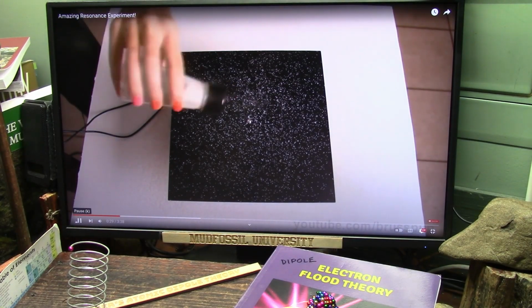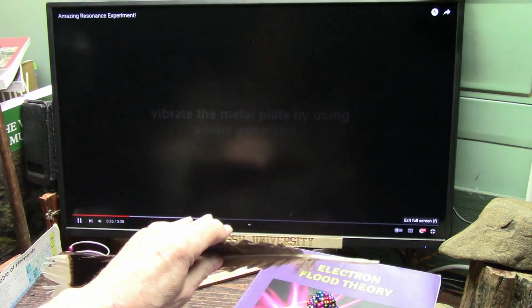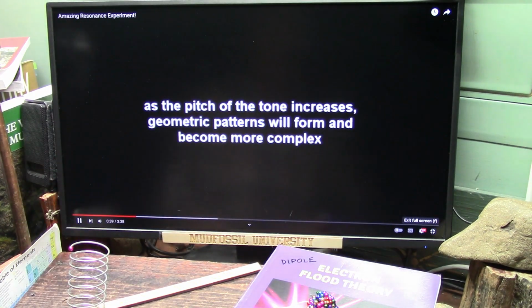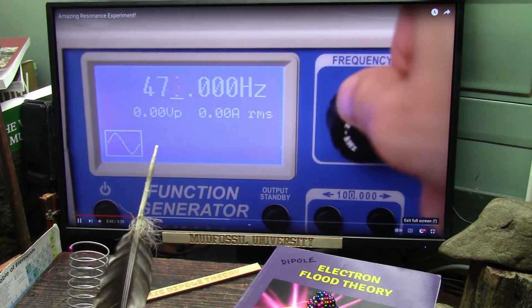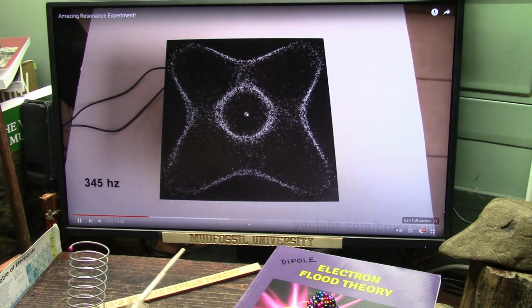Watch. All right, so they put that down. Now, they're going to vibrate the metal plate. That just means positive, negative, positive, negative. The pitch of the tone increases. The Chladni patterns will form more complex. Now, all right, here we go. 345 hertz. Watch what happened. There it is. I'm going to stop this.